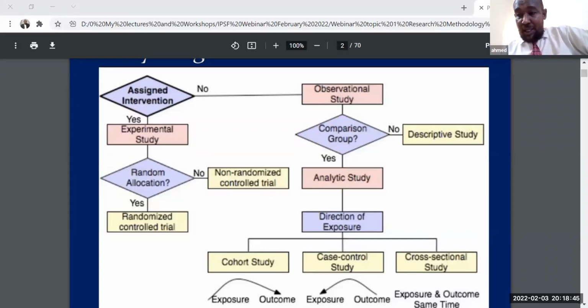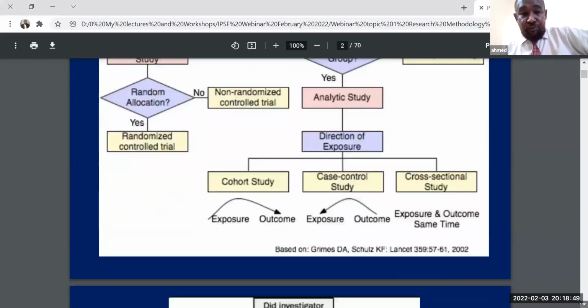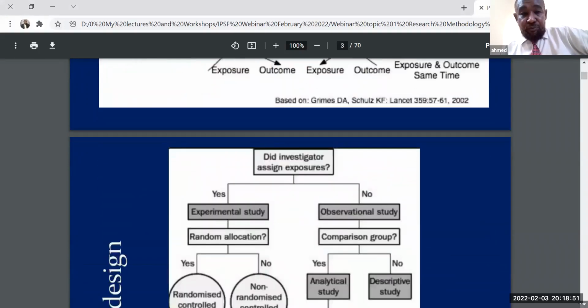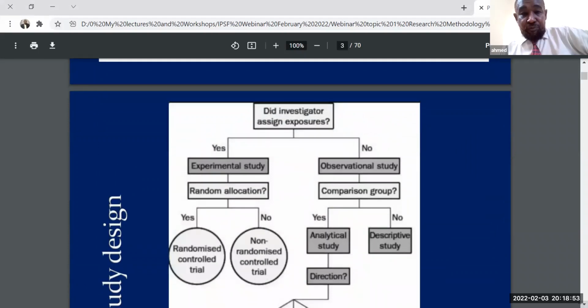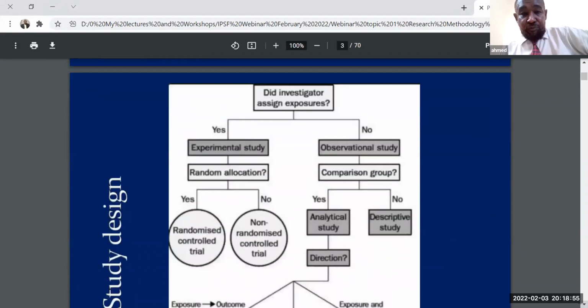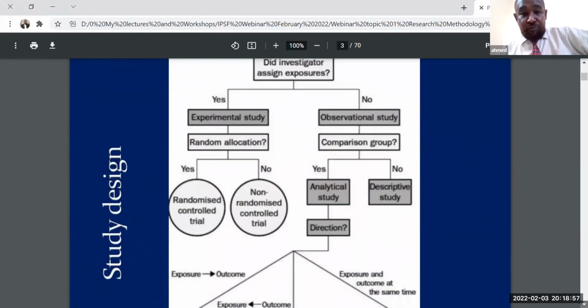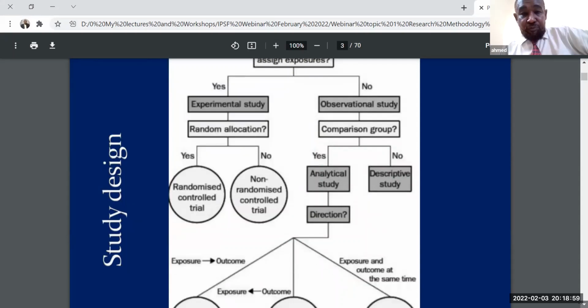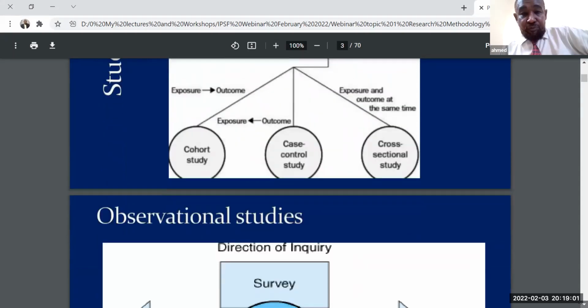I will give examples. Here is another flow chart or figure to describe the categorization. It is not much different from what I just talked about now.